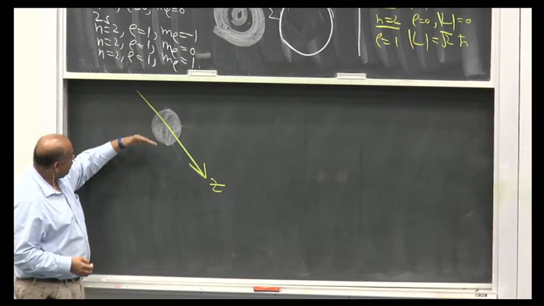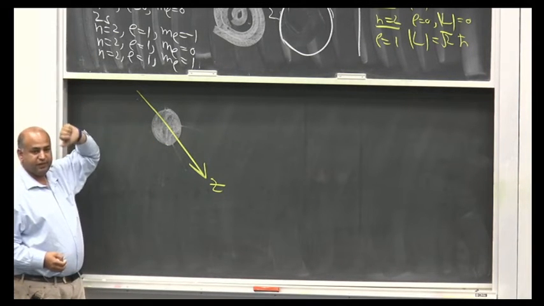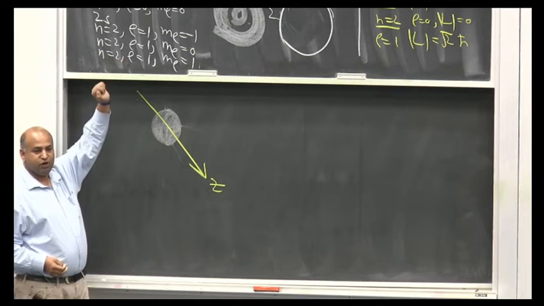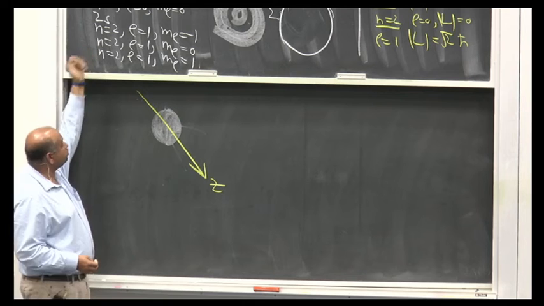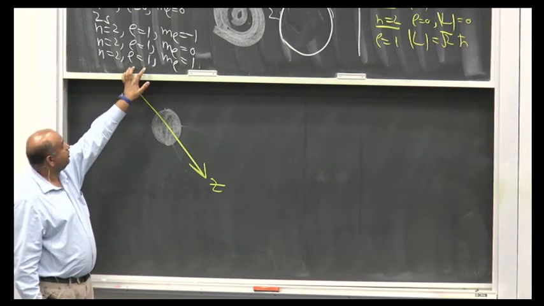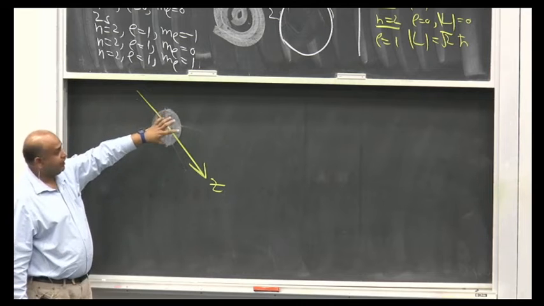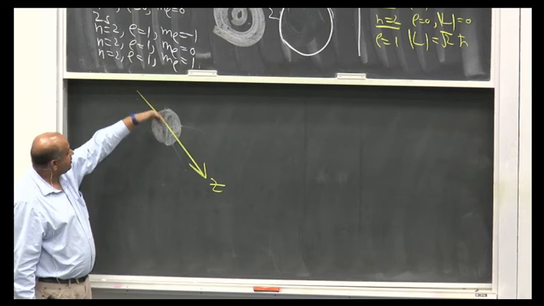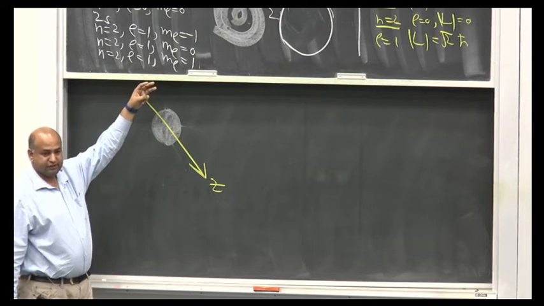But let's go to the n is equal to 2 state. In n is equal to 2, one possibility still has zero angular momentum. But in this n=2 state, there are 3 possibilities where the magnitude of the angular momentum is the same, but the z component has 3 possibilities.